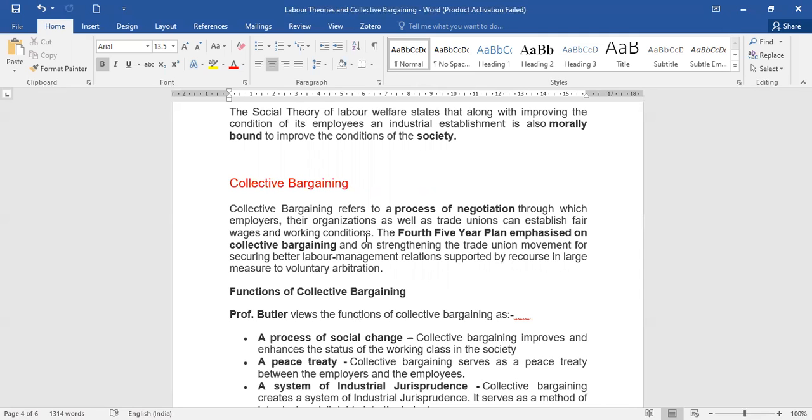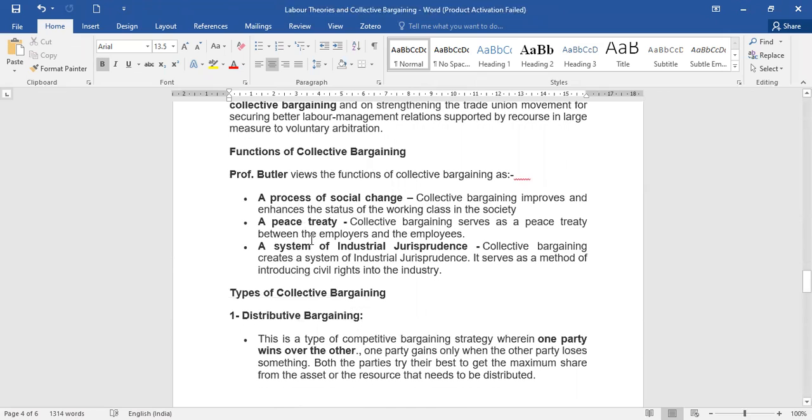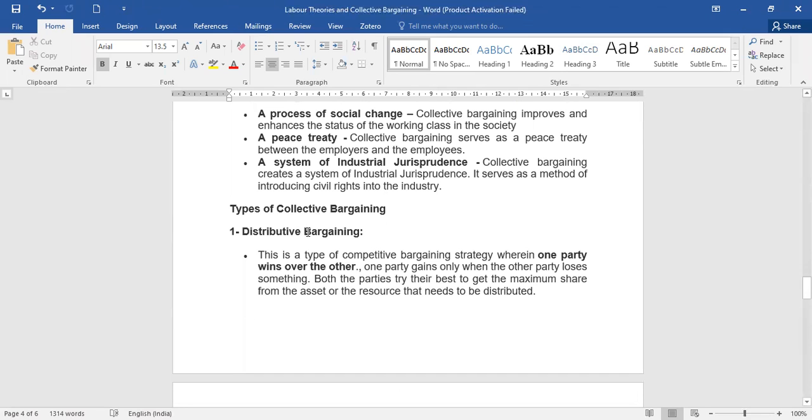So what are the functions of collective bargaining? It brings a change which helps to improve the working class in the society, meaning the employee status. Then we have something called a peace treaty, which serves a peaceful environment between the employee and the employer. And the system of industrial jurisprudence is nothing but a method of introducing civil rights in the society, having faith in the legal aspect of the society. Now here we are going to see various types of collective bargaining.